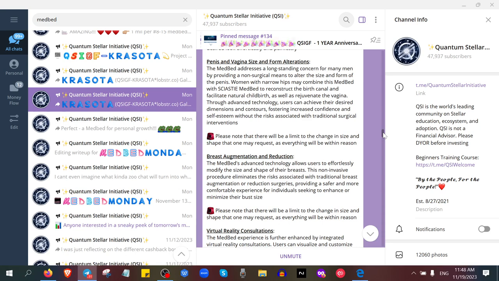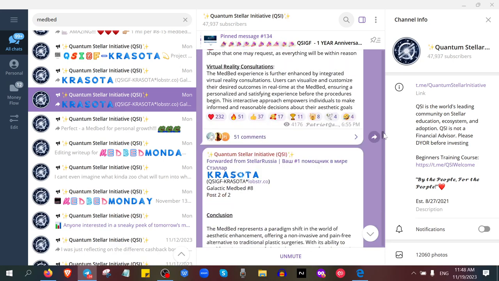There are two notes about the penis and vagina and the breast. Please note that there will be a limit to the change in size and shape that one may request, as everything will be within reason. It makes sense. We don't want everyone to have huge boobs or huge penises walking around. Yes, it's going to be within reason. Just letting you know that everything is possible, guys and girls. It's all here, and it's amazing what's happening.